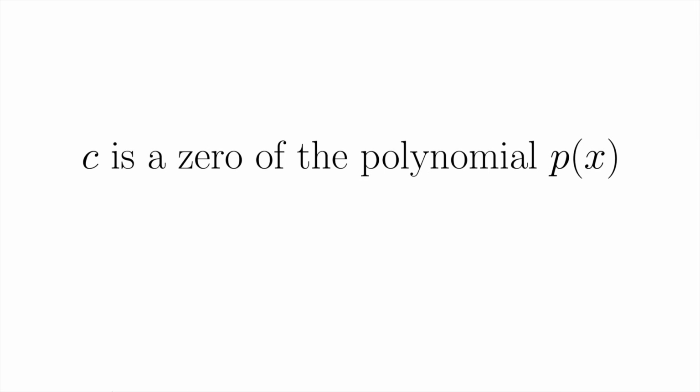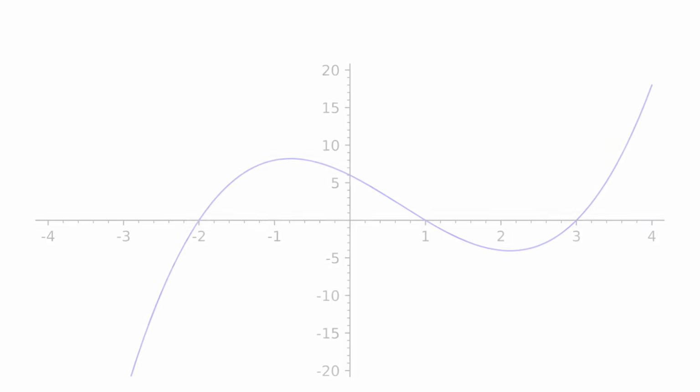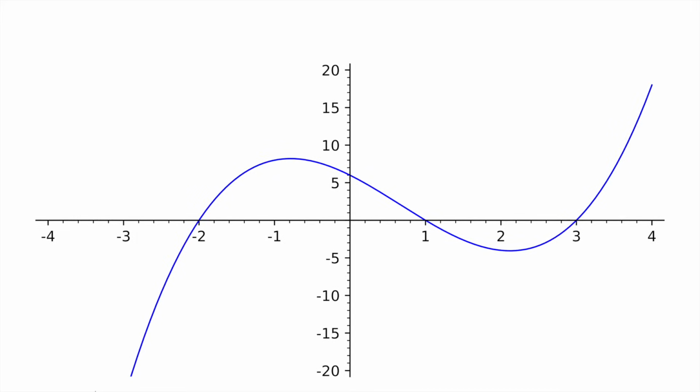So for example, if you think about factoring polynomials, the key result you'll think of is probably something like this, which we usually call the factor theorem, which says that some number c is a zero of a polynomial if and only if x minus c is one of the factors of the polynomial. If I show you the graph of a polynomial like this one, we can see that it has 3 zeros, one at -2, one at 1, and one at 3.